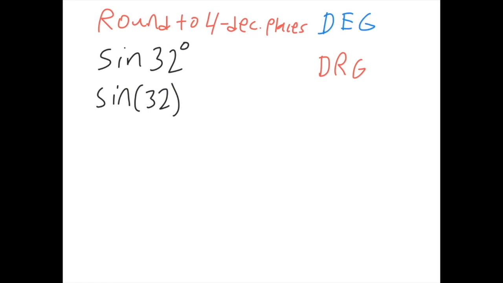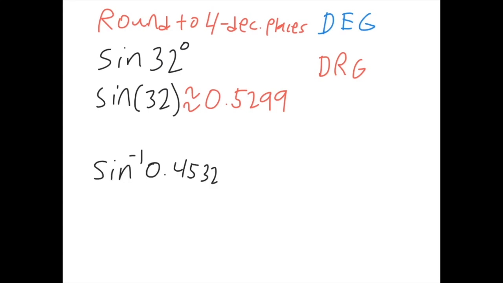So sine of 32 would become 0.5299, because the next digit after that is 1, which would round down. And it's no different from doing cosine or tangent. All you do is just press the cosine button or the tangent button instead of the sine button.